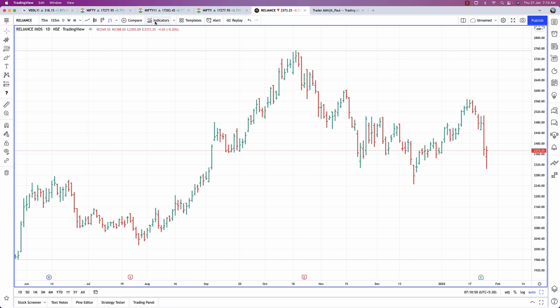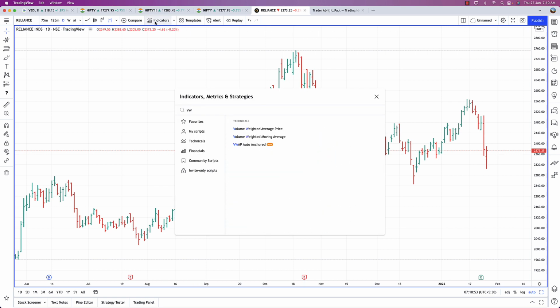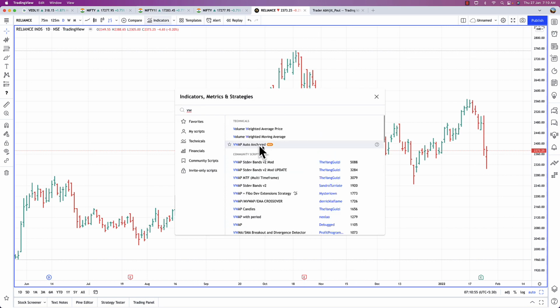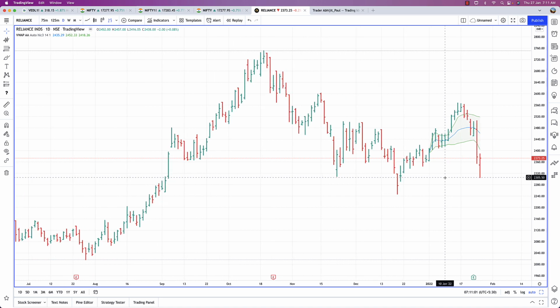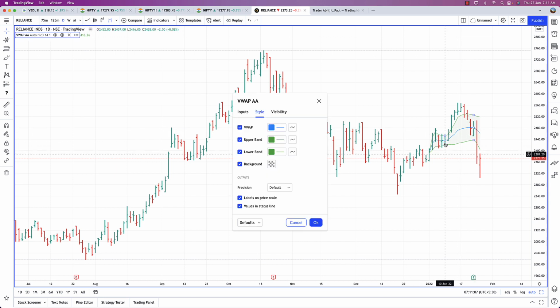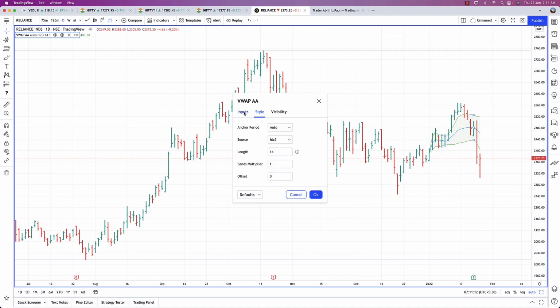Let's remove them. Let's go back to the indicators and take a look at the new one, the VWAP auto anchored, and then we'll compare this with the anchored VWAP, which I personally prefer. Now this is a Reliance daily chart, and as you can see here, it has automatically taken some beginning point. Now when you go to the inputs, you see anchor period is auto. How is it auto?